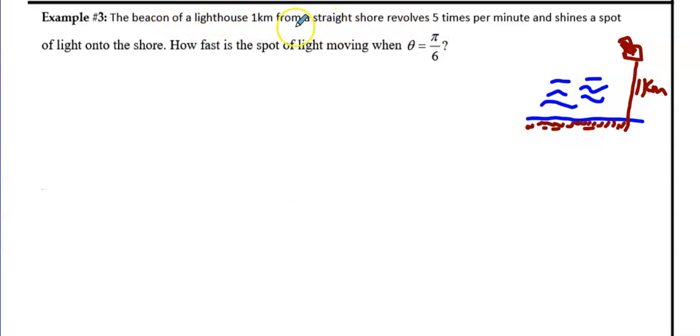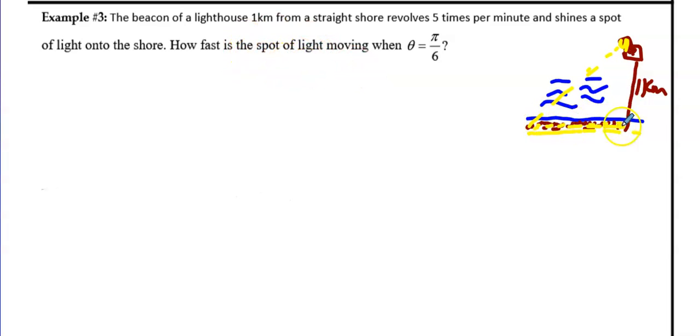So again, the beacon of a lighthouse 1 kilometer from a straight shore revolves 5 times per minute and shines a spot of light onto the shore. So the light here is going to be shining onto the shore. Just think about it as it's going around and around, it's going to be highlighting this shore, right? So that's what that says. It revolves 5 times per minute and shines a spot of light onto the shore. How fast is the spot of light moving?